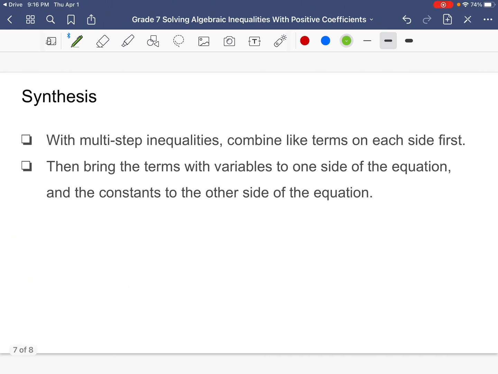So with multi-step inequalities, combine like terms on each side first, and then bring the terms with variables to one side of the inequality, and the constants to the other side of the inequality. And when you're graphing your inequalities, remember that if there's a closed circle, it means greater than or equal to or less than or equal to, and we use the open circles for greater than and less than.